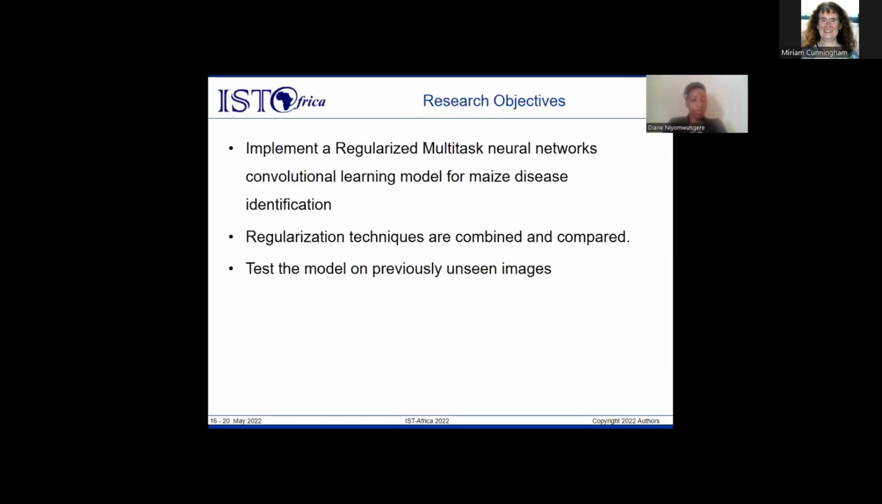So to respond to these questions, our main objective is to implement a regularized multitask neural networks convolutional learning model for maize disease identification. Specifically, various regularization techniques are combined and compared for the best performant model, and the model is tested on previously unseen images.